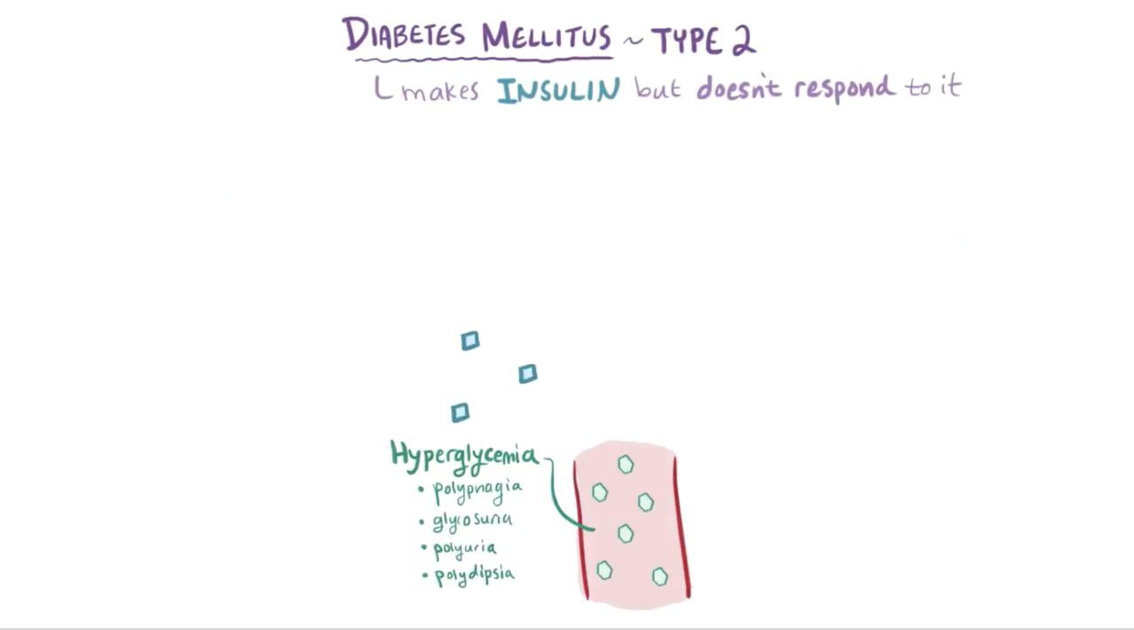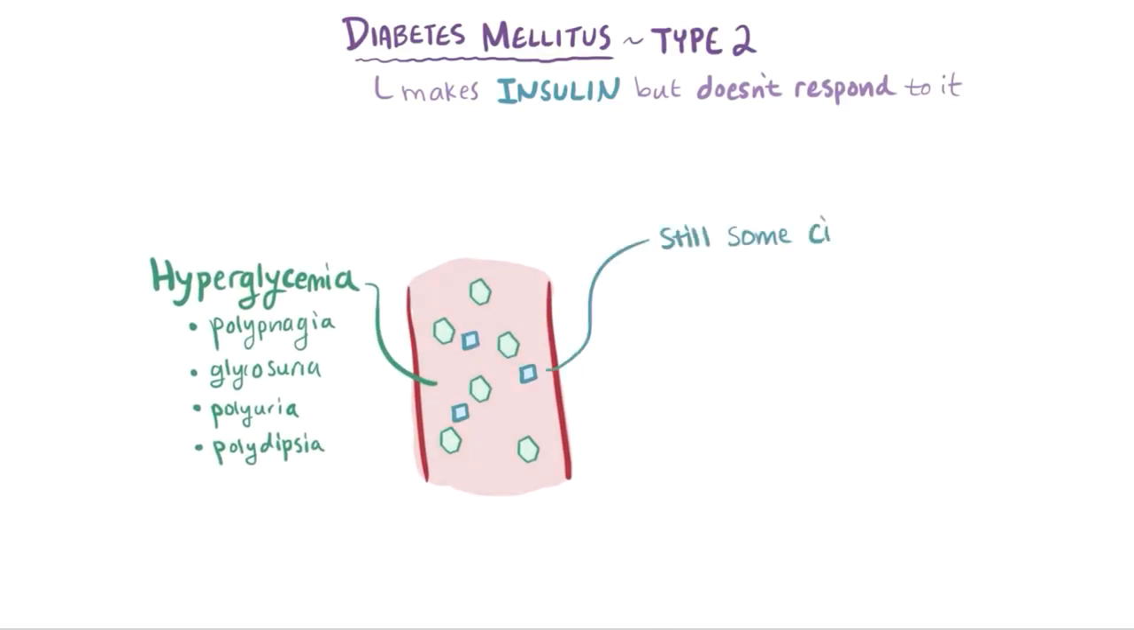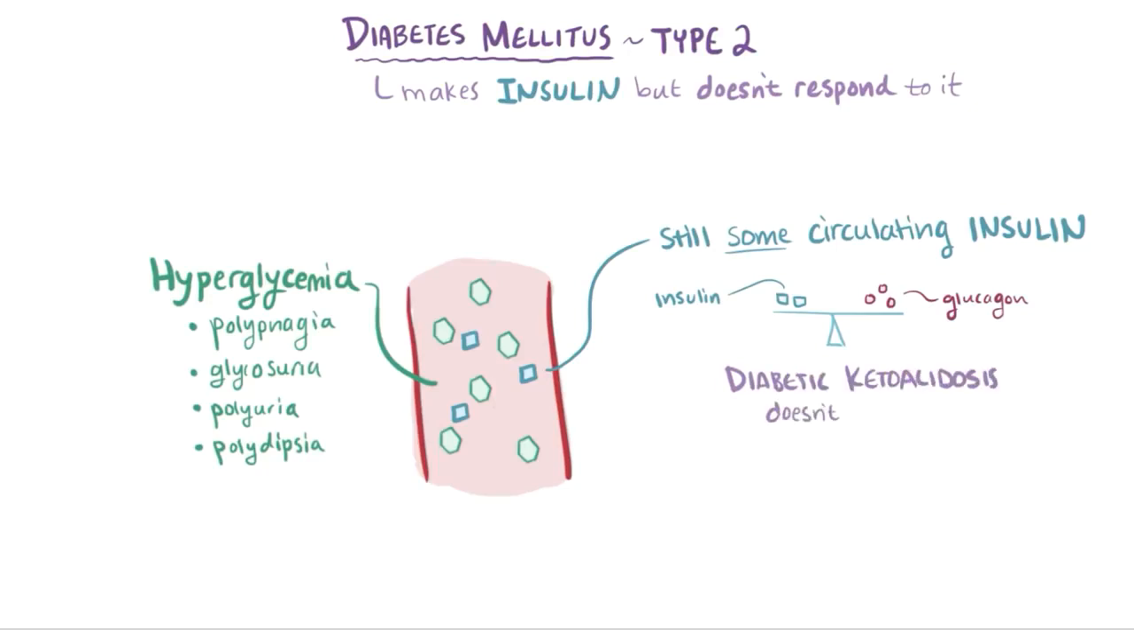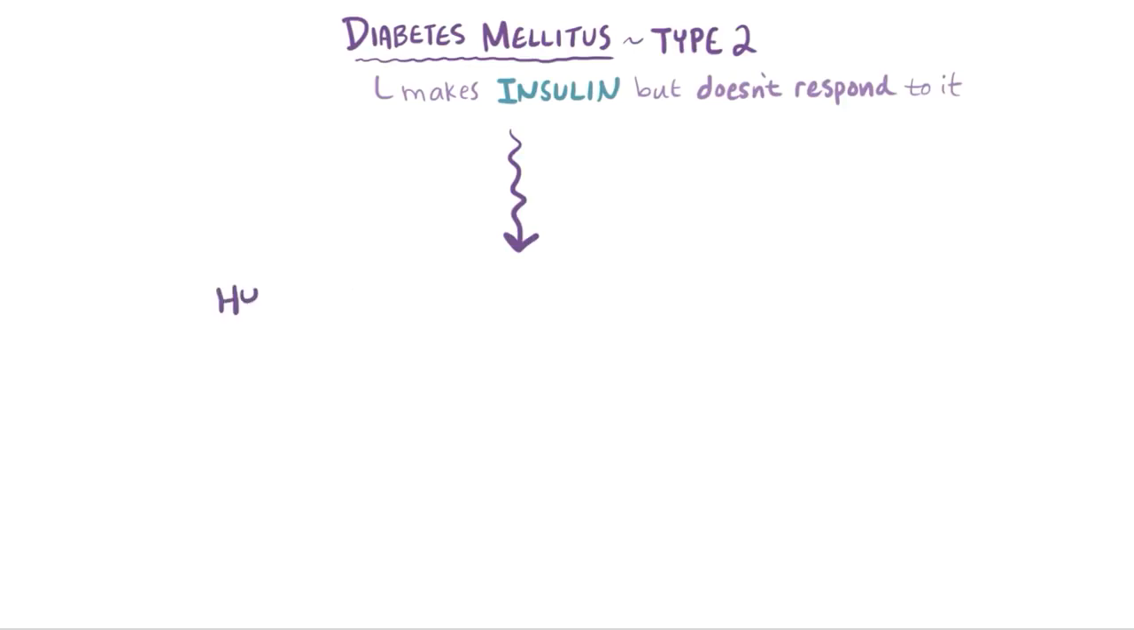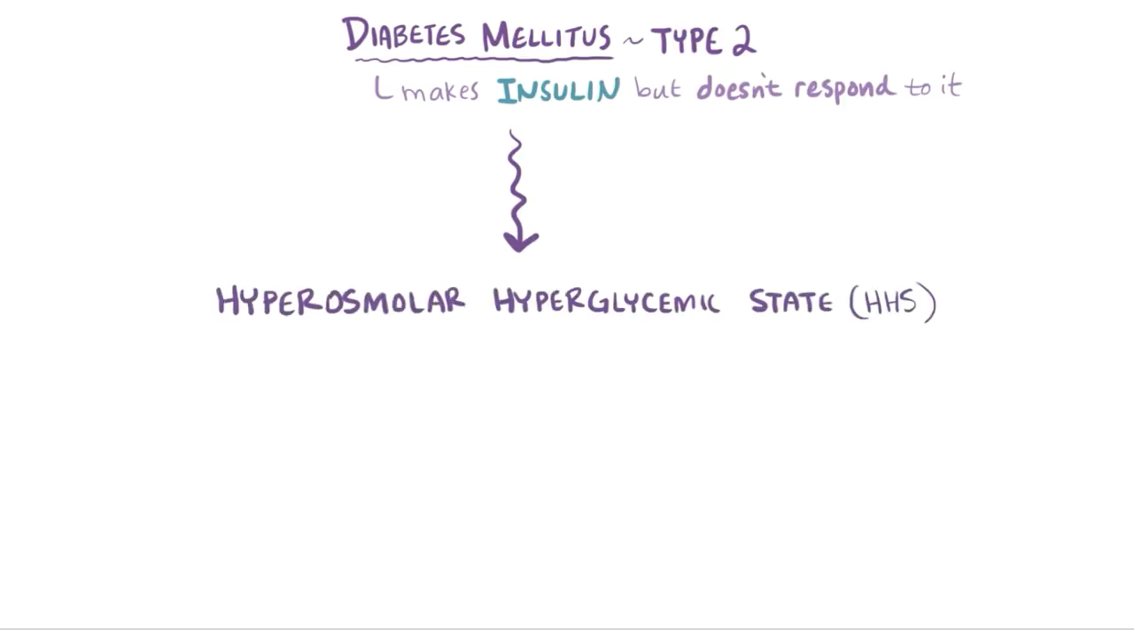But unlike type 1 diabetes, there's generally some circulating insulin in type 2 diabetes from the beta cells that are trying to compensate for the insulin resistance. This means that the insulin-glucagon balance is such that diabetic ketoacidosis does not usually develop. Having said that, a complication called hyperosmolar hyperglycemic state, or HHS, is much more common in type 2 diabetes than type 1 diabetes. And it causes increased plasma osmolarity due to extreme dehydration and concentration of the blood.